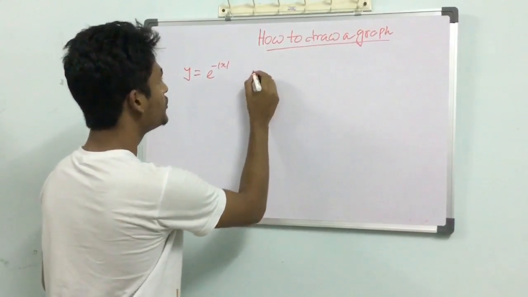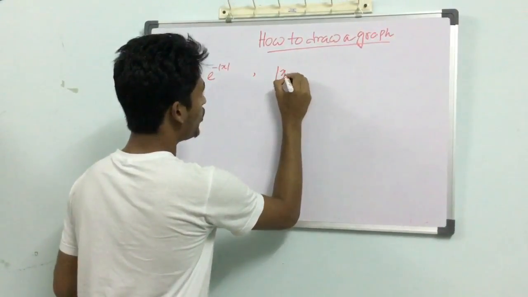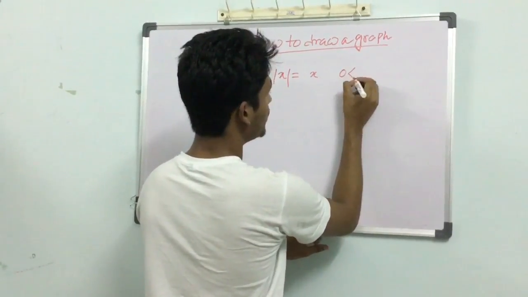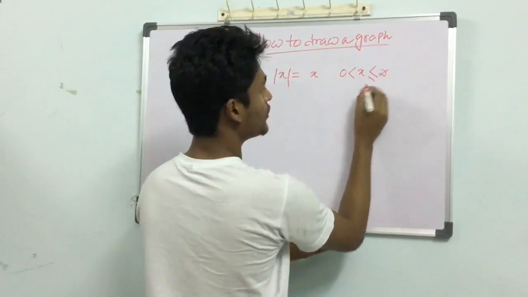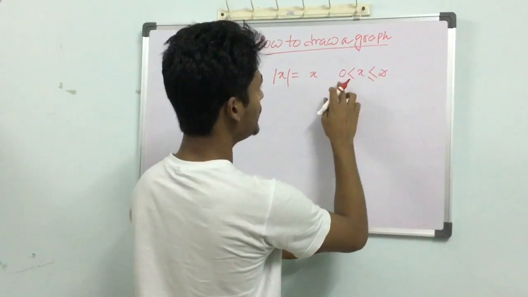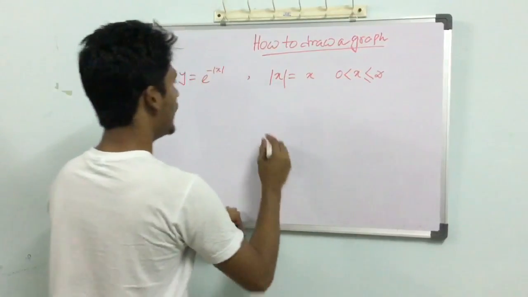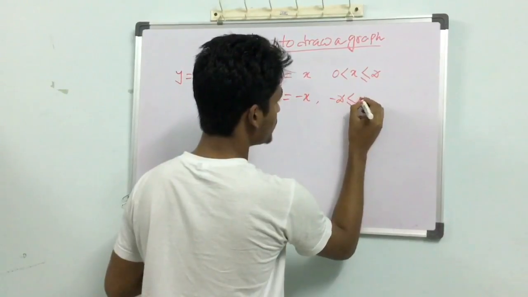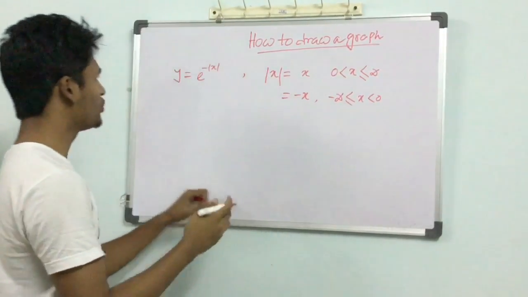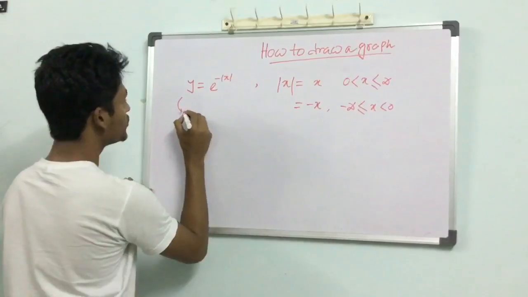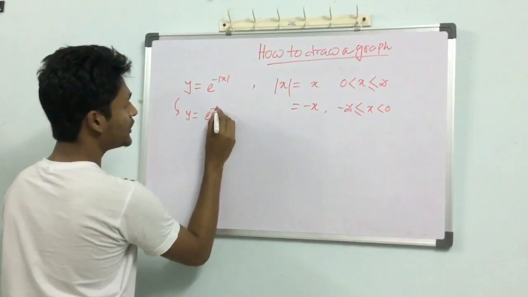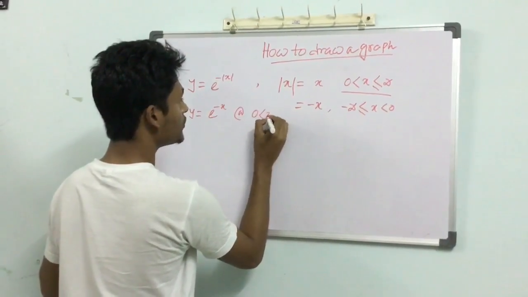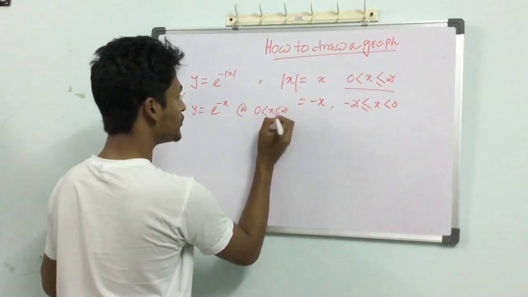Mod x is a very good mathematical function. Mod x is going to give you x when x is going to be in that region 0 to infinity, and this is minus x. Okay, so basically this function is reducing into y is equals to minus x in this region.